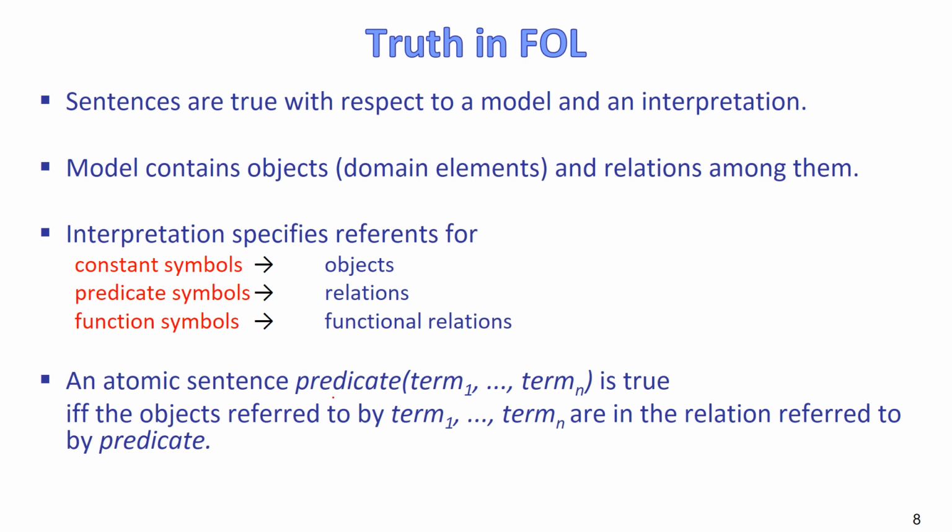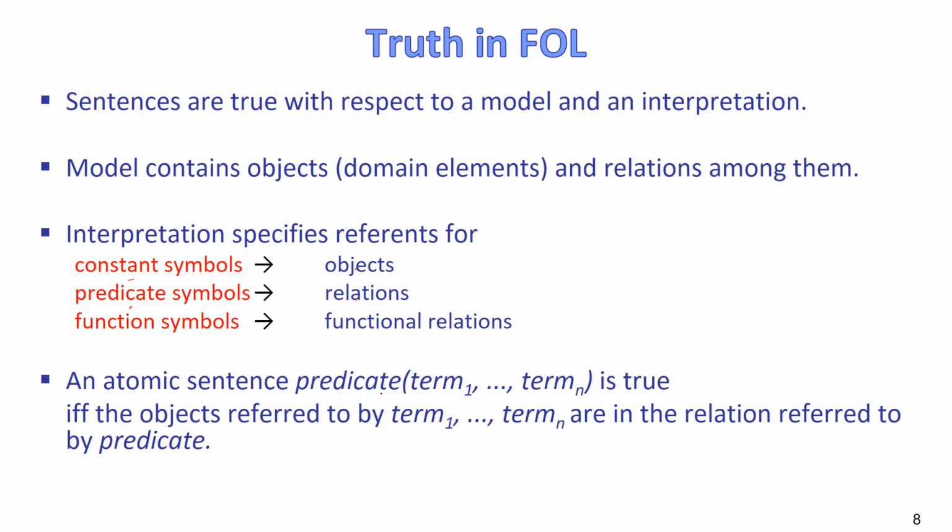Now let's talk more about truth in first order logic. We kind of touched upon that already in the lecture, but let's make it clear now. Sentences are true with respect to a model and an interpretation. As we said, to know the truth value of a sentence, we need to know what the model is and what the interpretation of the elements, the predicates, the functions, and so on is. Models, of course, contain objects and the relations between them. The constant symbols refer to objects, the predicates refer to relations, and the functions refer to functional relations.